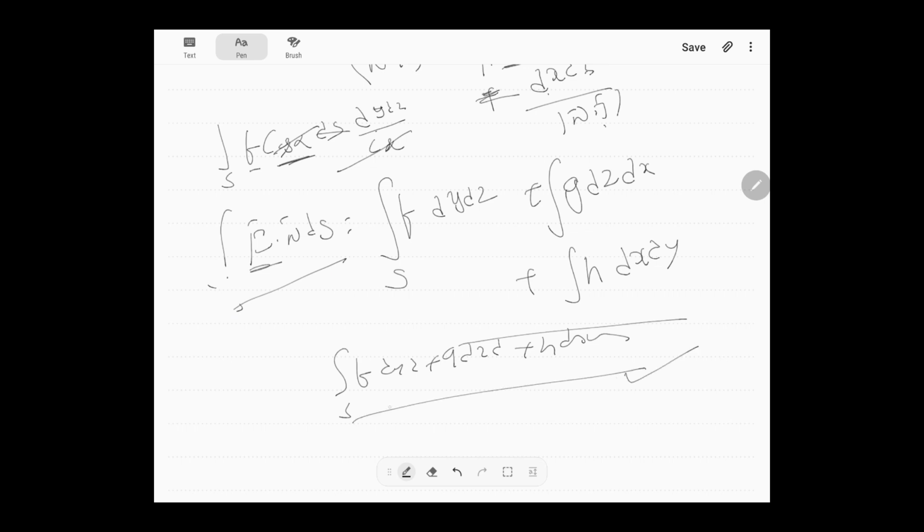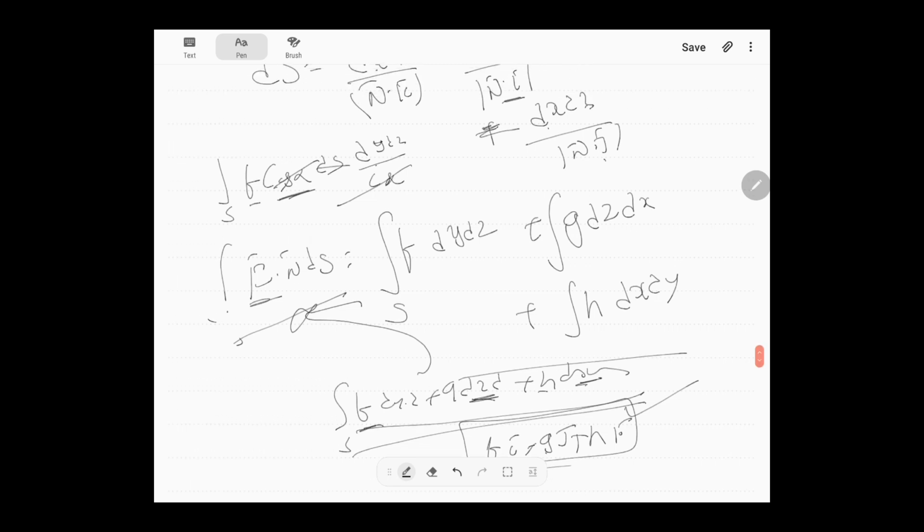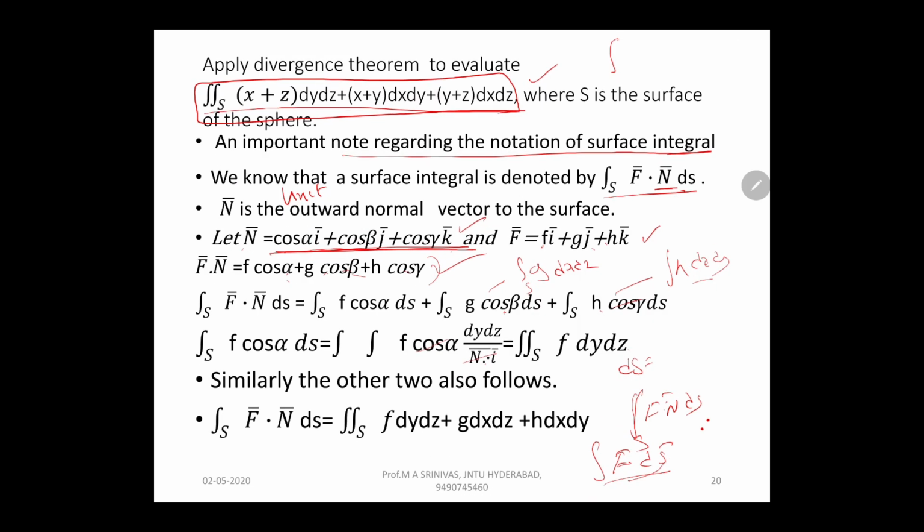If this notation is given, how do you get f bar back? The dy dz coefficient will be the i bar coefficient. The dz dx coefficient will be the j bar coefficient. The dx dy coefficient will be the k bar coefficient. Thereby you will get f bar. Once it is given to you, you can automatically understand what the f function is.